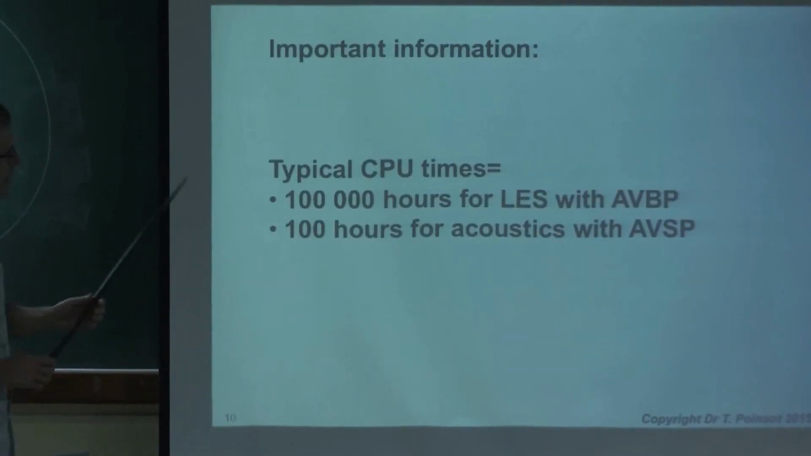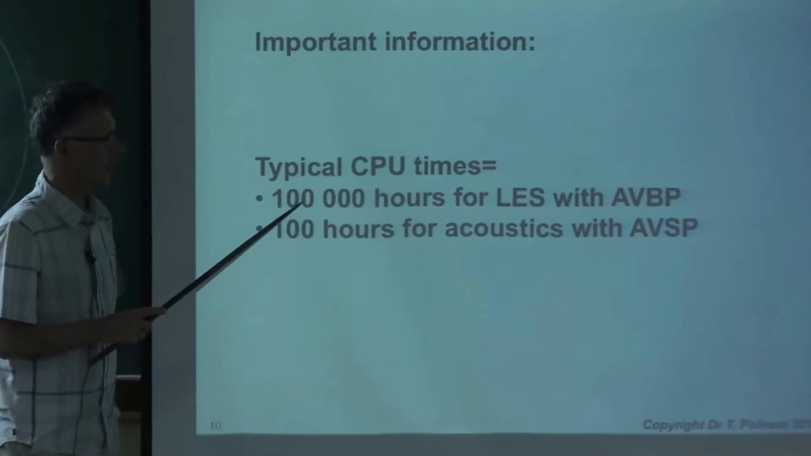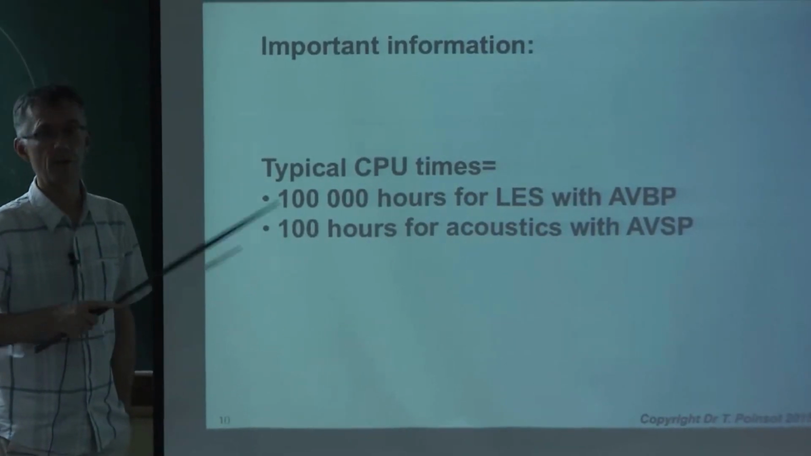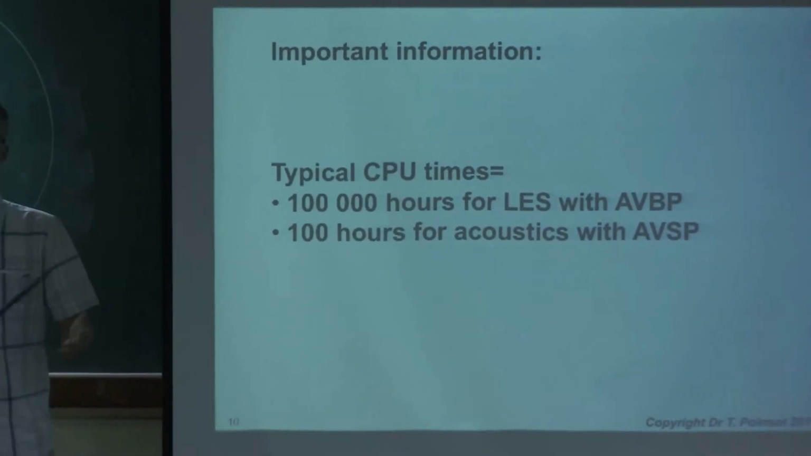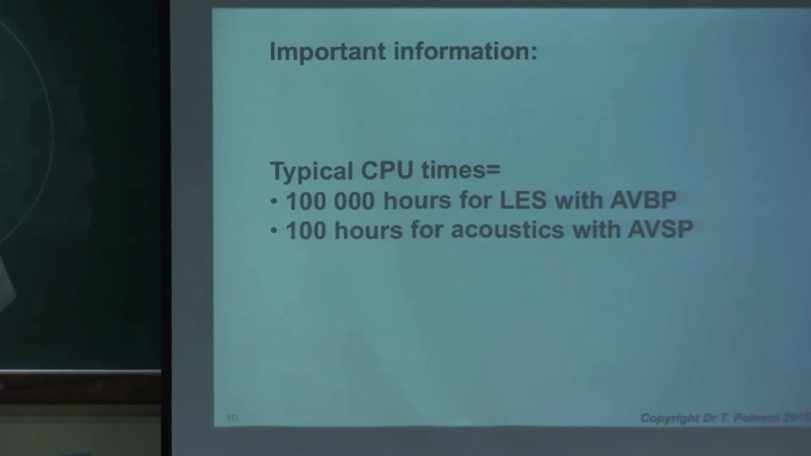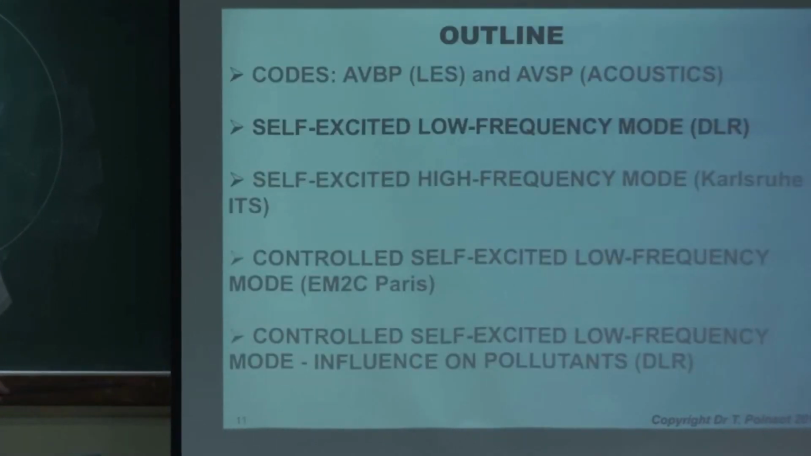And remember also that if you do an LES, you're going to pay hundreds, thousands of hours, maybe million hours. The acoustic code is 3D, but it's very fast. It's going to be at least 500 to 1,000 times cheaper.